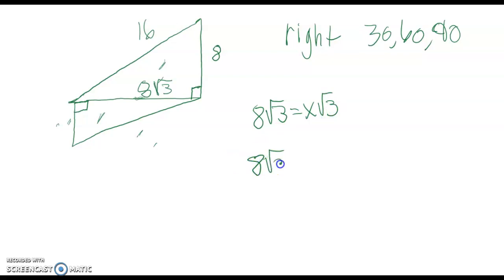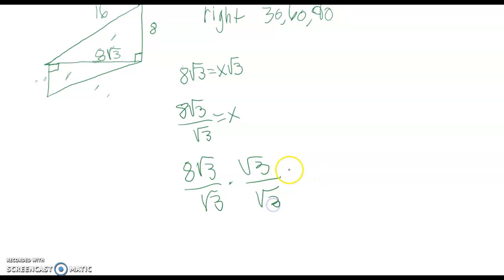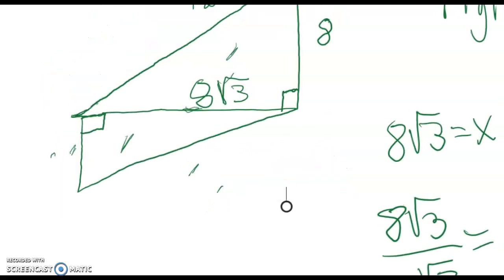8 root 3 over root 3 equals x. And then here's where we do the real problem. 8 root 3 over root 3 times root 3 over root 3 equals, down here is 3 because these both cancel out the root, and then up here these both cancel out, which makes it 8 over 3. And the 8 over 3 ends up going right here.